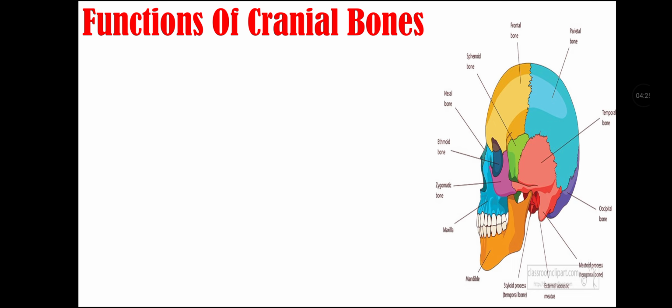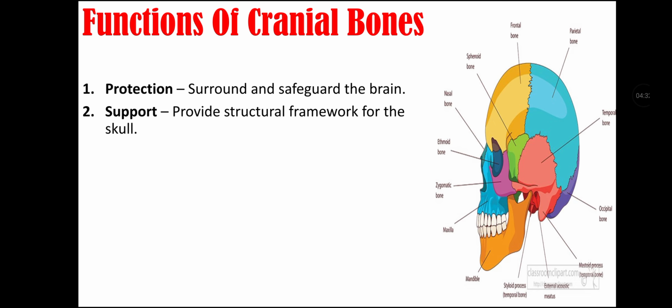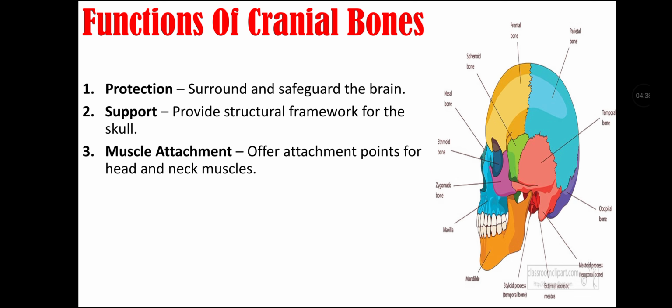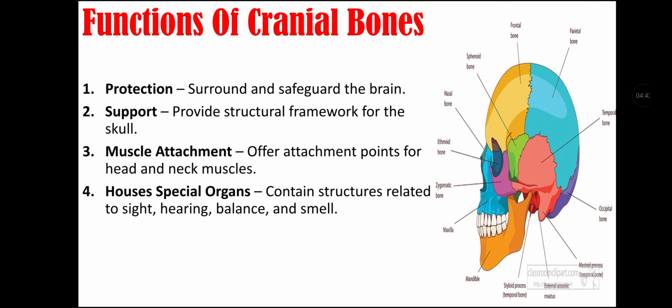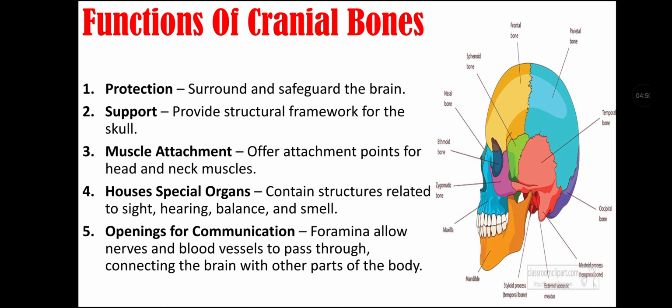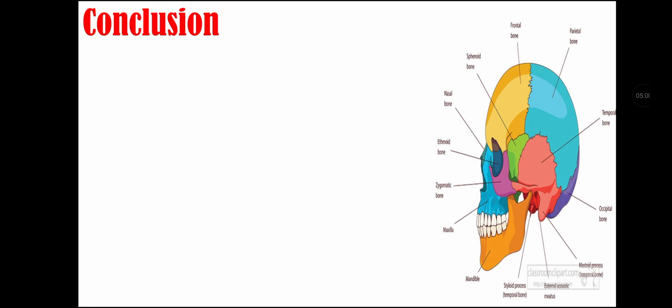Now let's talk about functions of cranial bone. First function is protection, as these bones surround and safeguard the brain. Second function is support, as these bones provide structural framework for the skull. Third function is muscle attachment, as these bones offer attachment point for head and neck muscles. Fourth function is they house special organs, as they contain structures related to sight, hearing, balance and smell. Fifth function is opening for communication, as foramina here allow nerves and blood vessels to pass through, thus connecting the brain with other parts of body.